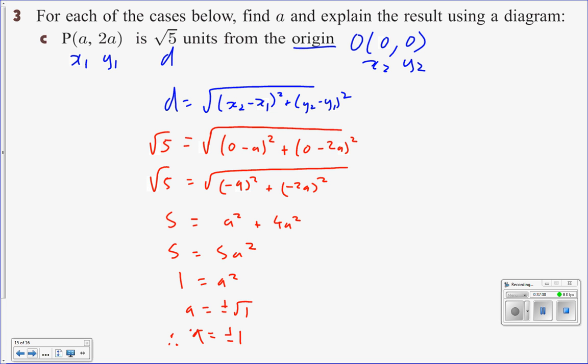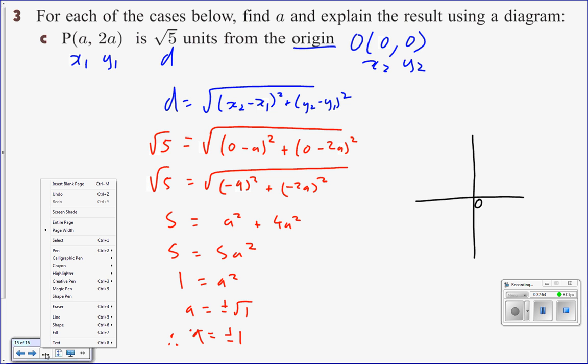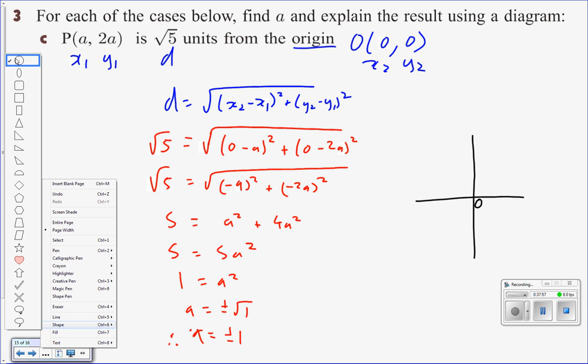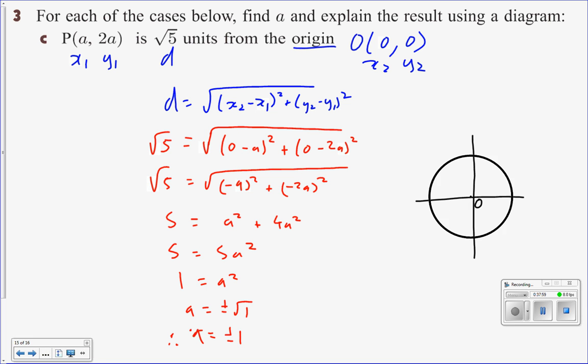If we put that on our circle, on our bit here, there's our point 0, the origin there. We draw our circle around that, shape, circle, so draw our origin around there, and we're going to go with 5 units on there for A and 2A.